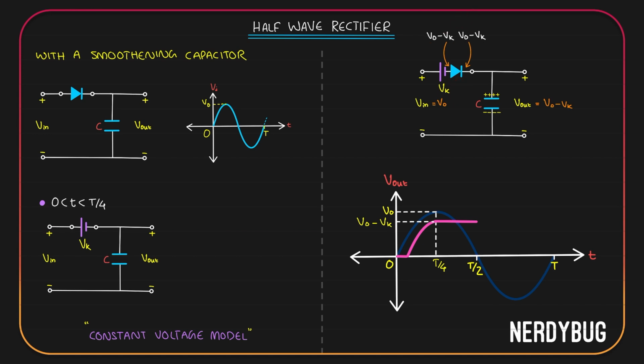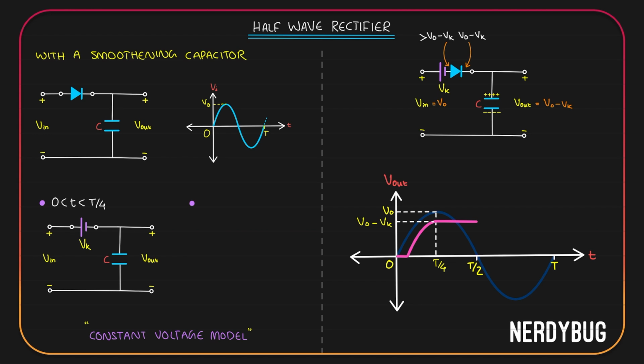Now, assume that the input goes from the peak value to 0. That is, the input is decreasing. When the input decreases, the potential across the diode on the P side will decrease. This will become less than V naught minus Vk. On the N side, it will still be V naught minus Vk because the capacitor is not able to discharge anymore. So the potential of the P side is lesser than the potential of the N side, which means the diode is in reverse bias, which means we can model the diode as an open circuit.